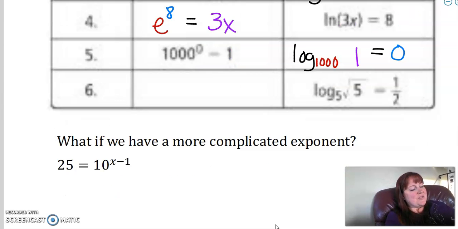Okay, so the final one, we have our base is 5. Our exponent's going to be the answer to the log, so that's going to be 1/2. And our argument is going to be square root of 5.